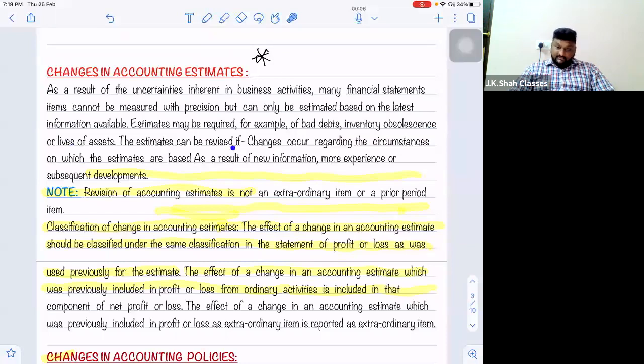The estimates can be revised if changes occur regarding the circumstances on which the estimates are based, as a result of new information, more experience, or subsequent developments. So when you create an estimate, and some new information becomes available to you and the situation or scenario changes, the estimates can be changed. I'll give you one more example. You purchased a brand new plant and machinery, and you thought that this machinery will run for 10 years. So the estimated useful life was 10 years. Two years completed, so the life is 8 years, right? In the beginning of the third year, you say that life is 8 more years.